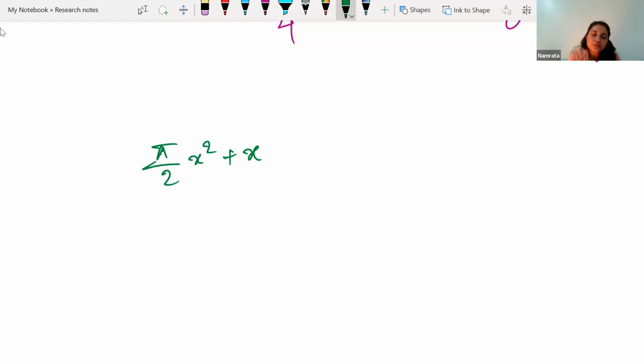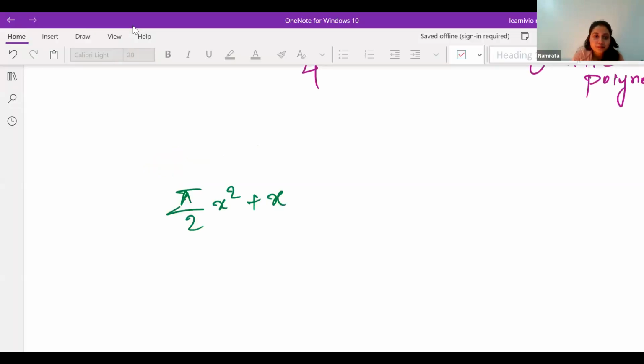Anyone? Coefficient of x square over here is... Rumaisha, what is the coefficient of x square over here?